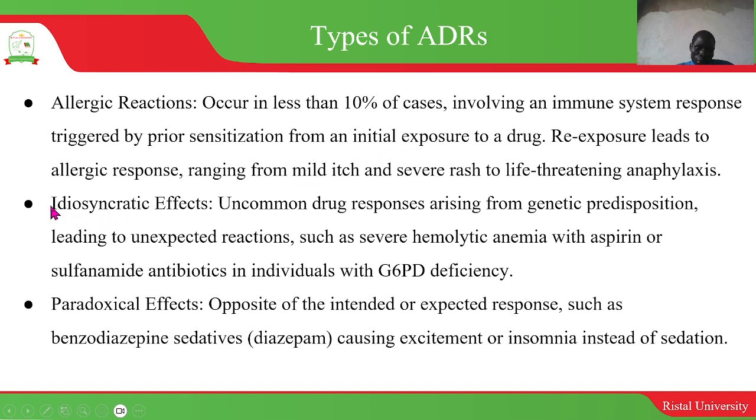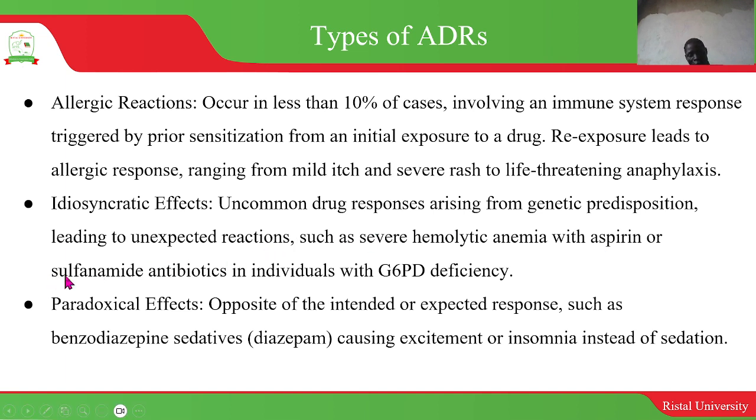The next one is the idiosyncratic effects. These are uncommon drug responses arising from genetic predisposition. So they are really not common to the general population, but they happen in specific people because of our genetic variabilities. They are genetically predisposed, leading to unexpected reactions. The example we have here is hemolytic anemia with aspirin. Somebody is given aspirin and then develops hemolytic anemia.